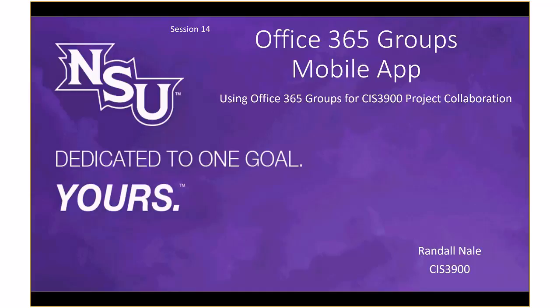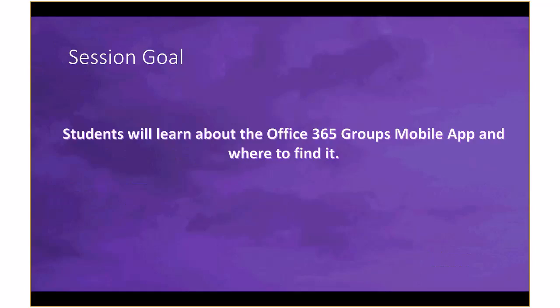In this session, session 14, we're going to talk about the Office 365 Groups mobile app, which allows your mobile device to plug into the Office 365 Groups function so that you can collaborate on your final project, on your CIS 3900 project or other projects with your team members from your mobile device. So again, the session goal is to learn about the Office 365 Groups mobile app, where to find it, how to install it, and all that stuff.